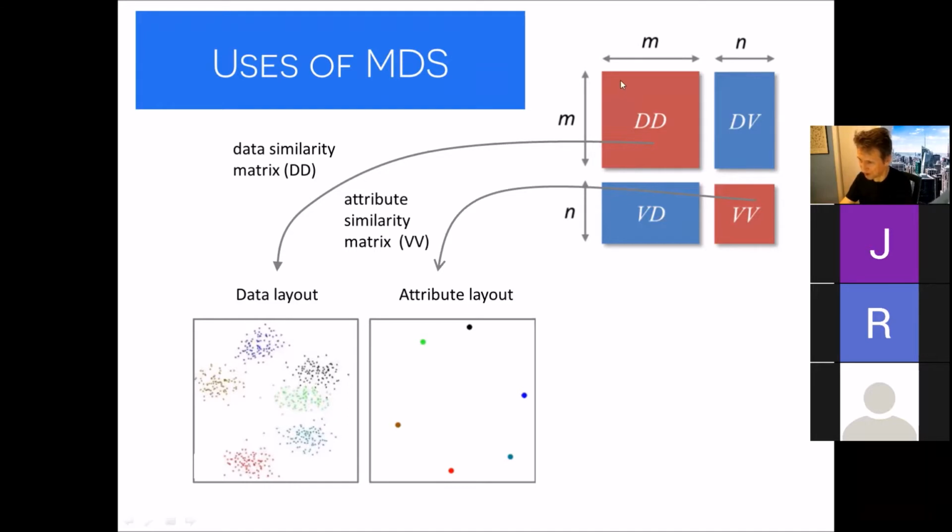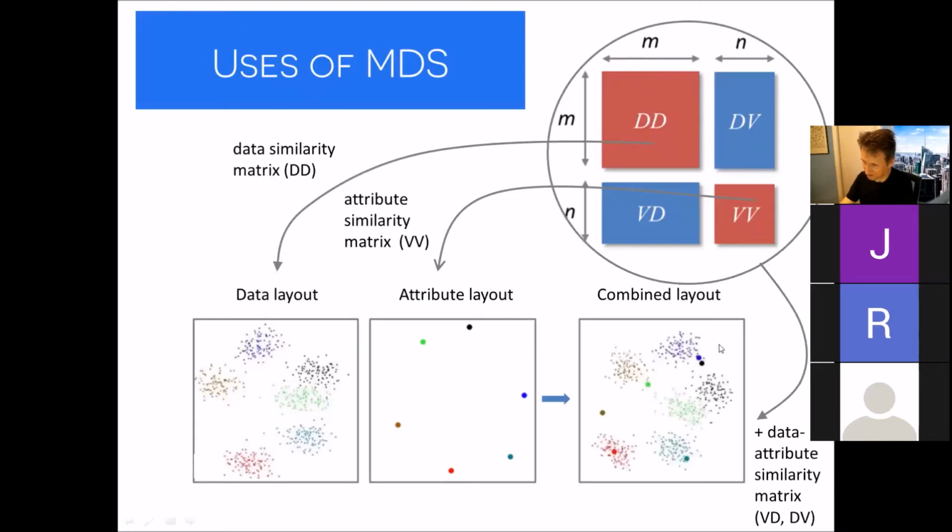And then you get an M by N matrix, and this is really just a transpose. These are the data points and these are the vectors, it's the same thing. Now you put them all together and lay them out simultaneously: DD, DV, all in a single matrix, laid out with MDS. Then you get a display like this, which is the data attribute similarity matrix.